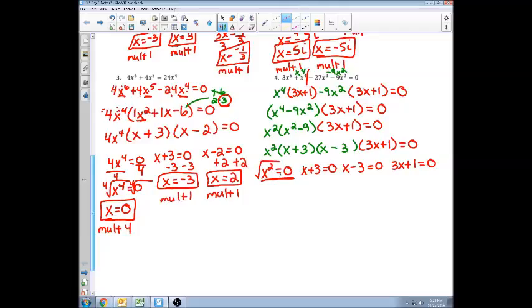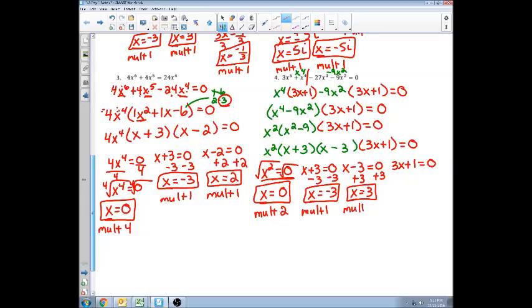To solve this, I'm going to go ahead and square root it. So x would equal 0. My multiplicity would be 2. Subtract 3. So x equals negative 3. My multiplicity is 1. Add 3. My multiplicity is 1. Subtract 1. Divide by 3. X equals negative 1 over 3. And that multiplicity is 1. Okay? Let's go ahead and move to the back.